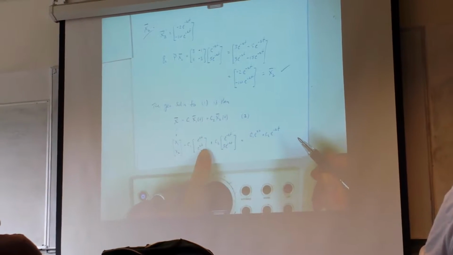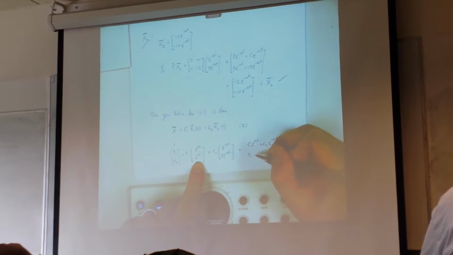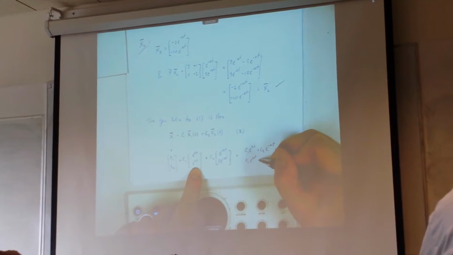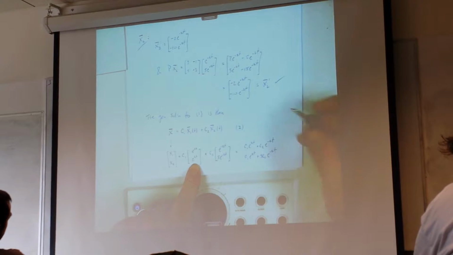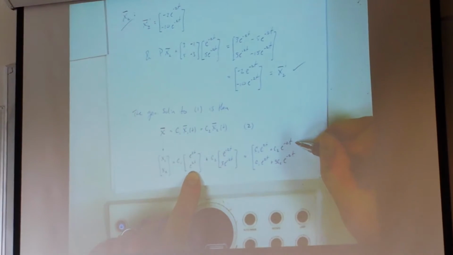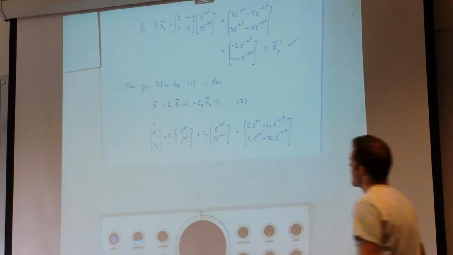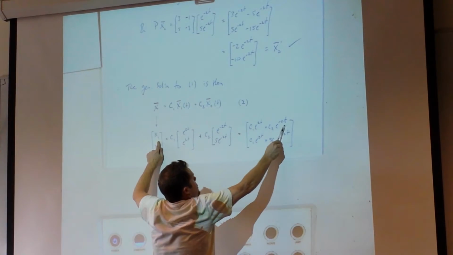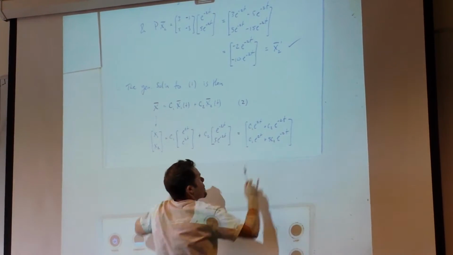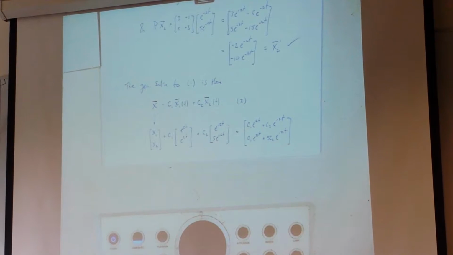Also scaling the bottom and adding the corresponding components. C1 e to the 2t plus 5c2 e to the negative 2t. So these would be the two solutions for x1 and x2. So x1 of t is that function, x2 of t is that function. So we've solved both of those simultaneously.